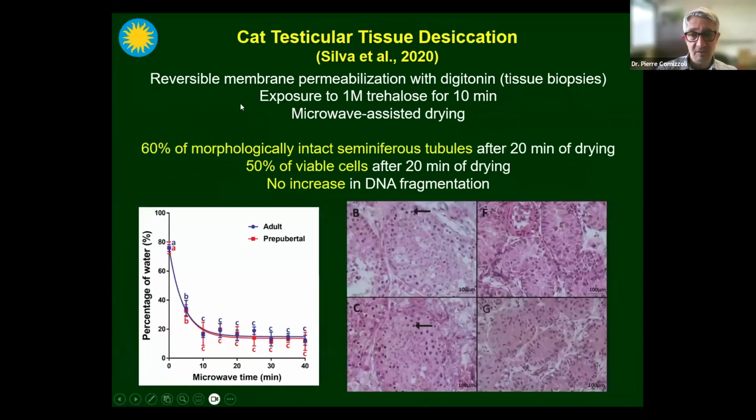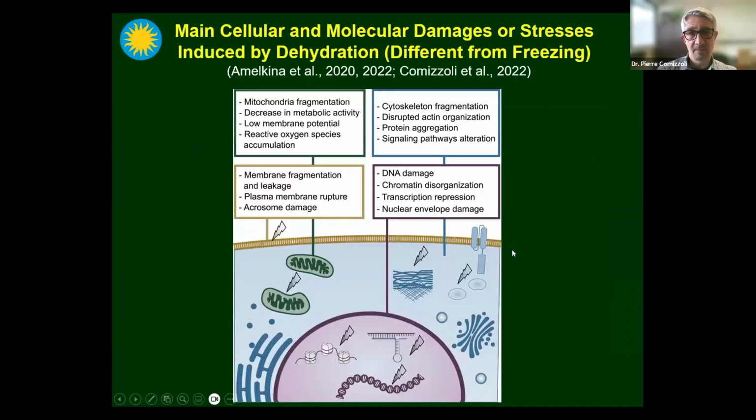We did the same approach for testicular tissue, and in that case, we compared prepubertal and adult testicular tissues, again using the domestic cat as a model. And we also obtained very preliminary but very encouraging results in terms of the morphology of the seminiferous tubule and the viability of the cells, and importantly enough, the DNA integrity in the cells.